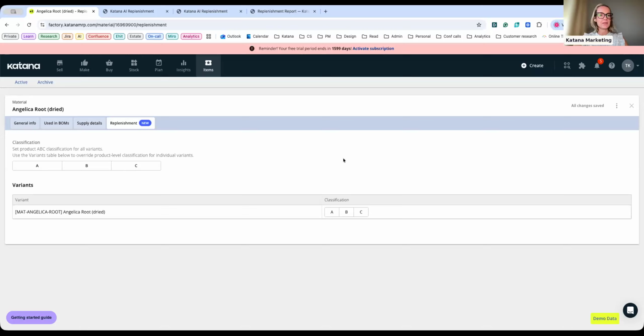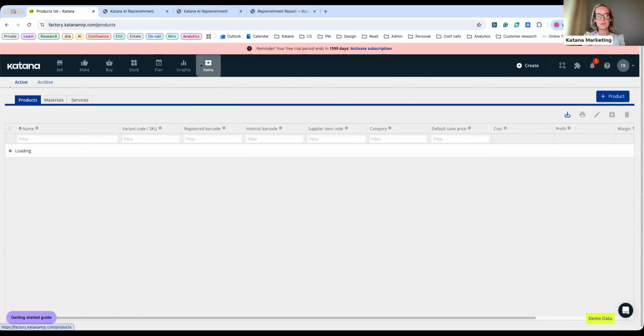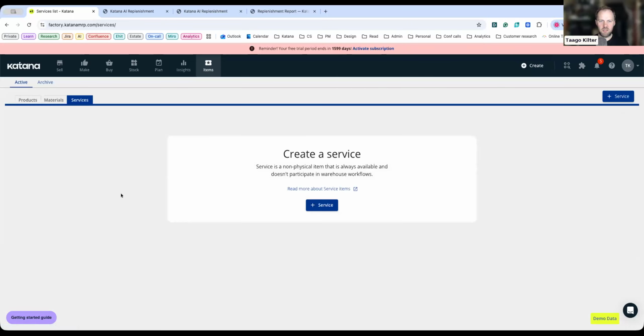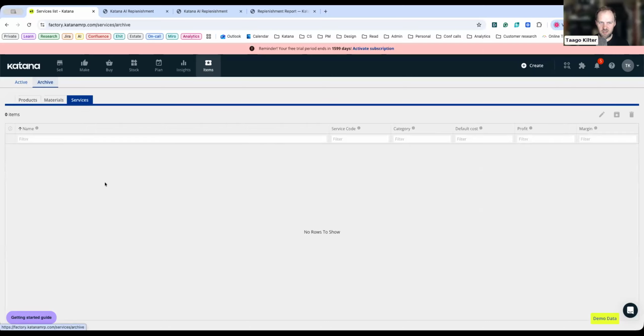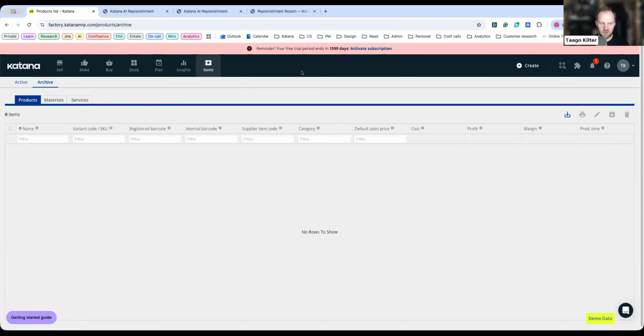Then excluding items from the replenishment tab, is it possible for digital products that are not purchased or made? So in Katana, they should probably be set as service items. Yes, they would be services, or if they are old items that you don't want to see, then you should archive them. Which I don't have any here. And both of these options will eliminate them from the replenishment views.